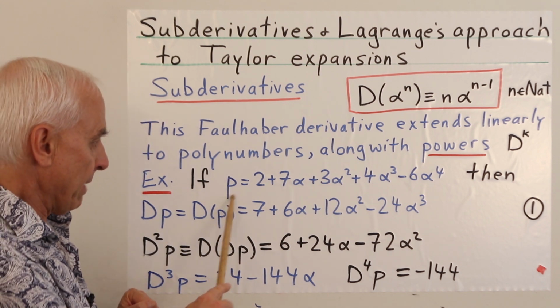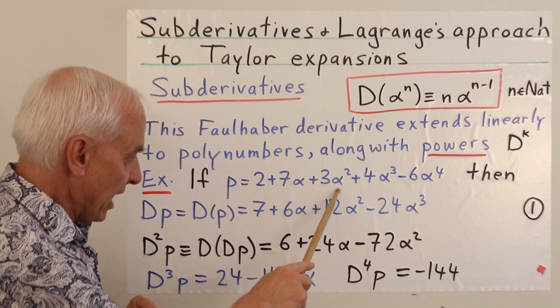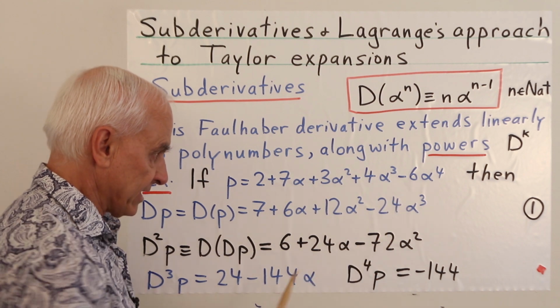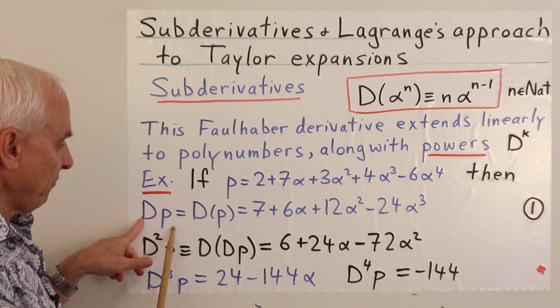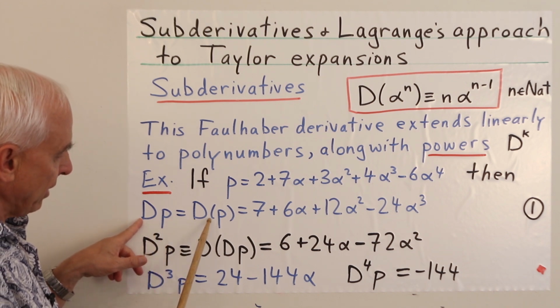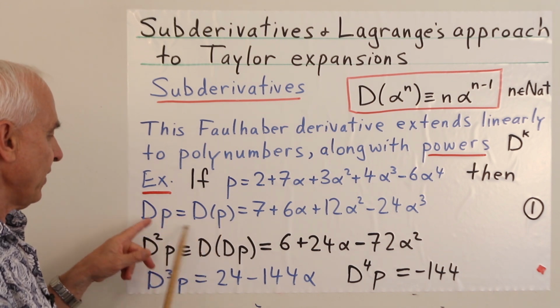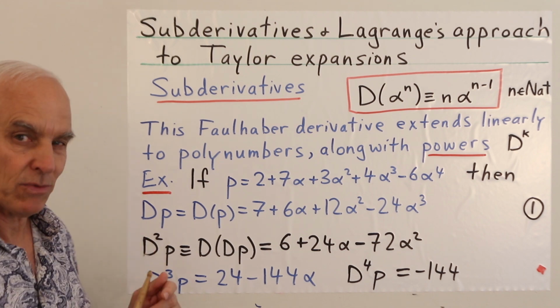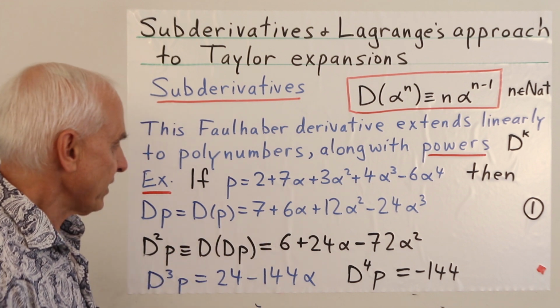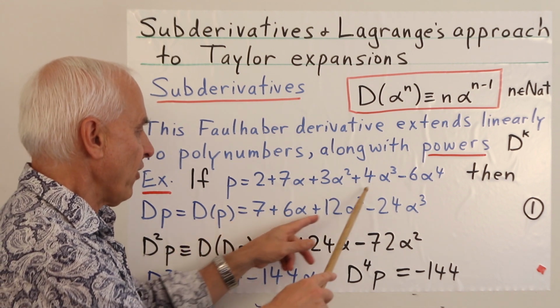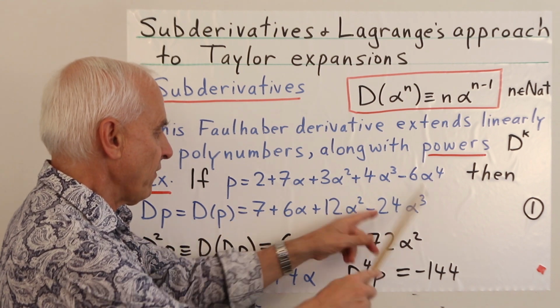If p is the polynumber 2 plus 7 alpha plus 3 alpha squared plus 4 alpha cubed minus 6 alpha to the fourth, then the derivative of p, d of p, and sometimes we'll write d bracket p like this, and if it's clear enough, we'll just dispense with the brackets and write dp. The derivative of this, we all know how to do. That's 7 plus 6 alpha plus 12 alpha squared minus 24 alpha cubed.